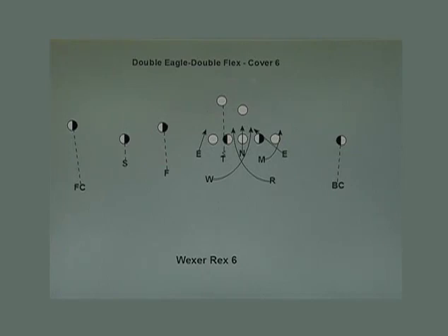Okay. The double eagle, double flex, cover six, okay, Wexer. Now again, we're blitzing both linebackers, okay, and we've got the free safety, and our stud is our adjuster, okay, and we've got Ted spying right here. But again, they've got a serious problem here as far as protection, because he's going to pressure this guard, unless he peels off immediately, then he's got to peel off. You've got to make sure you've got a guy that's good enough to do that. You may have to switch these two guys sometimes if he's a better drop guy. If not, you may have to put another linebacker in here when you do this.